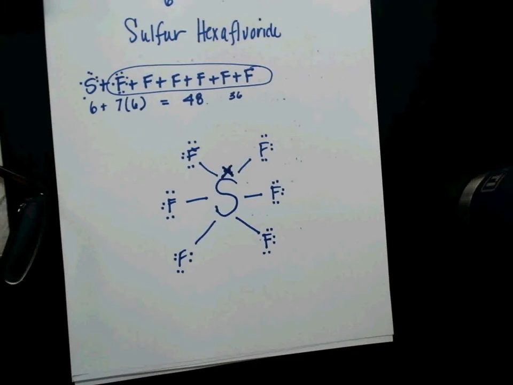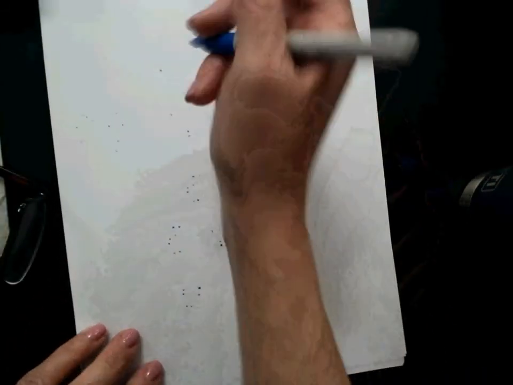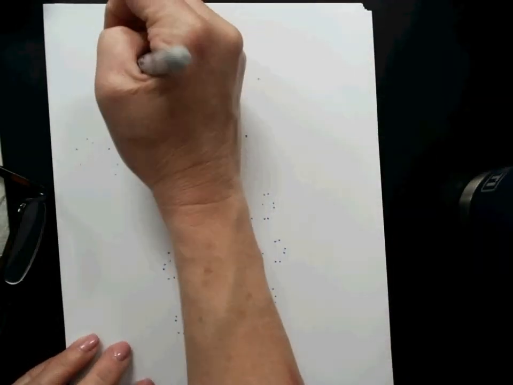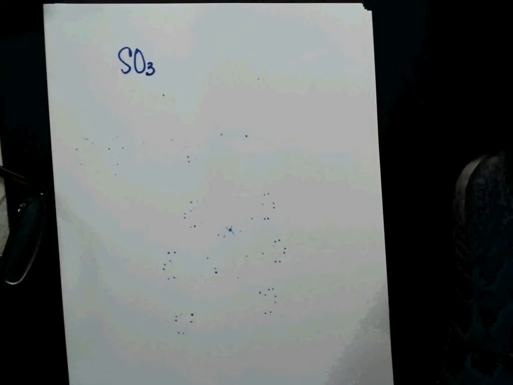Can we go over SO3? I have that written down to go over actually, so we'll do that right now. All right, so let's look at SO3. That's actually one of the ones I wrote down to look at. All right, figure out the total number of electrons you have to work with.